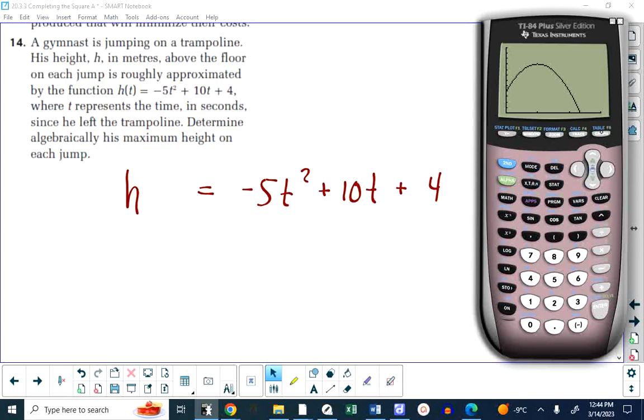That's how do we get here? Once we're here, we can go to the calculate menu, choose maximum, left boundary, I'm going to go 2.